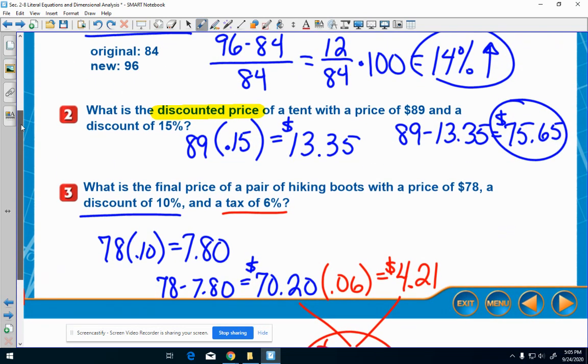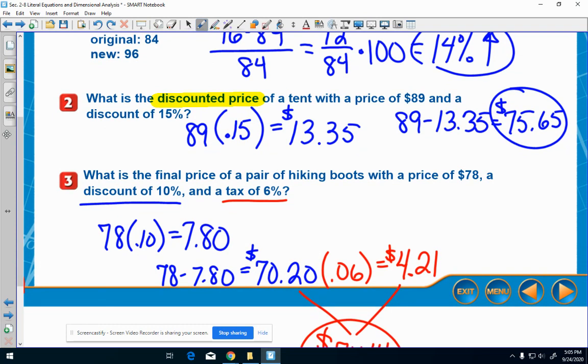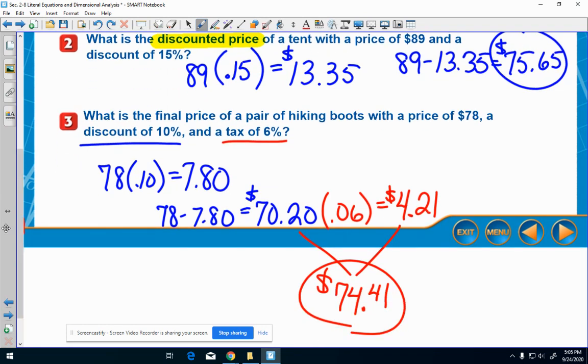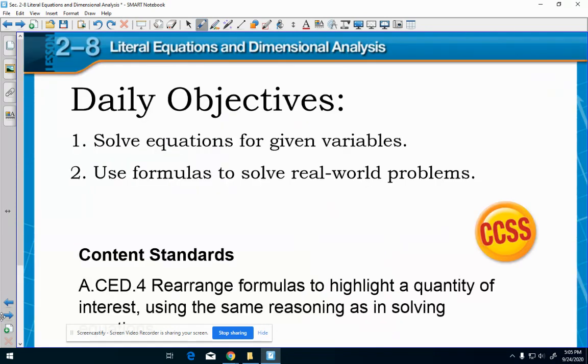So the three answers we have here, hopefully you can check those against yours. 14% increase. The discounted price of the tent becomes $75.65. No tax on that one, not according to the question. And then number three, we get a final total of $74.41. If you have questions about any of those three things, please let me know.